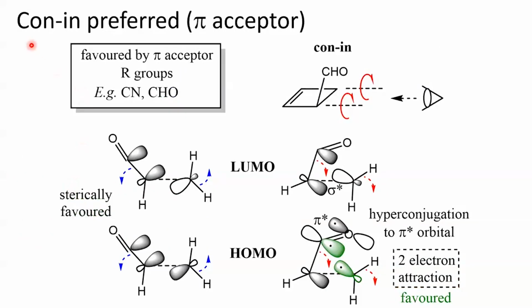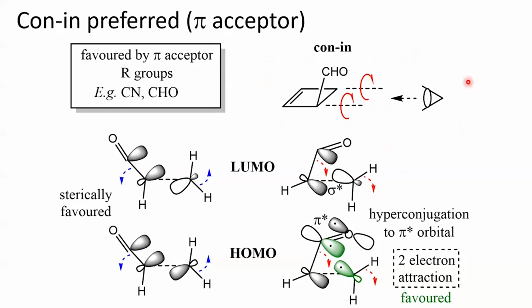If we now consider the pi acceptor R group, where con in is going to be preferred, this is favoured by R groups such as nitriles, aldehydes, anything with a pi acceptor group. And we can first consider con out because it's basically exactly the same as in the previous example. If we have this large bulky functional group moving outwards from the core of the molecule, there is a steric argument to be made that this would be favoured, which means that there has to be a stronger influence favouring con in if that's going to be the preferred pathway.